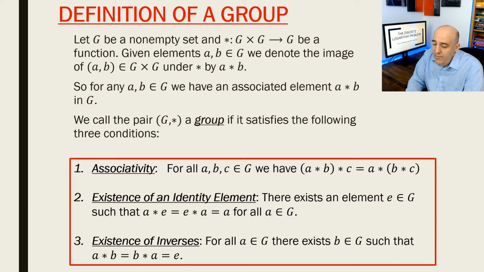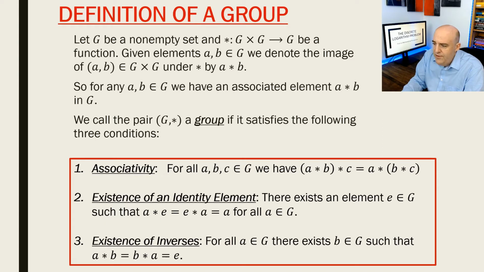And finally, to be a group, we need the existence of inverses. So for every element A in G, there must exist some other element B in G such that A star B equals B star A equals E, the identity.